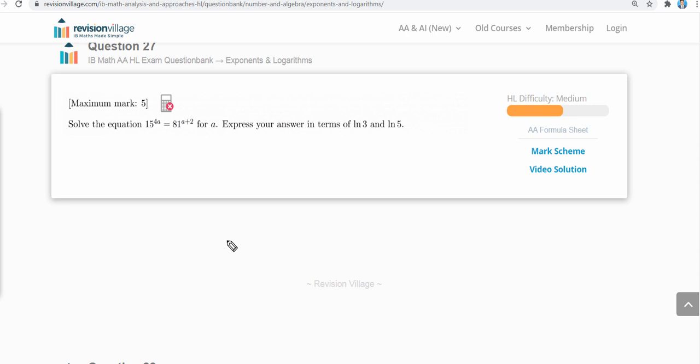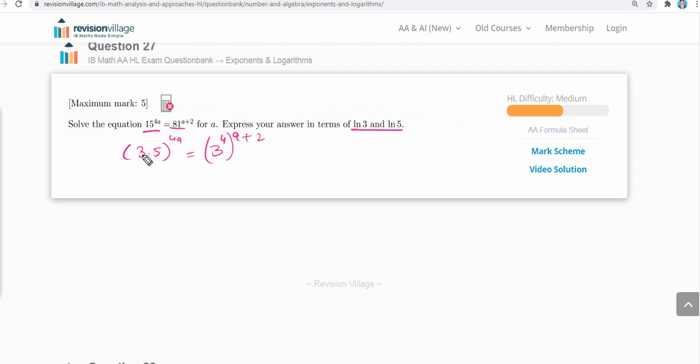Alright, so here we have the next question. It says solve the equation 15 to the power of 4a equals 81 to the power of a plus 2 for a. So basically we have to work out the value of a. We have to express the answer in terms of ln 3 and ln 5. So I'll break down 15 into 3 times 5 to the power of 4a, and I'll break down 81 into 3 to the power of 4. So it will be like 3 to the power of 4 to the power of a plus 2.